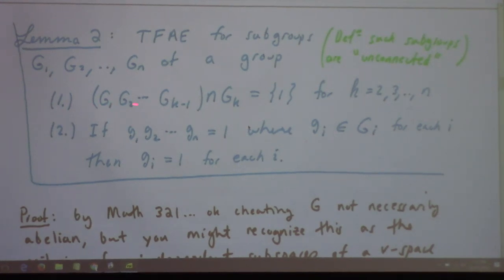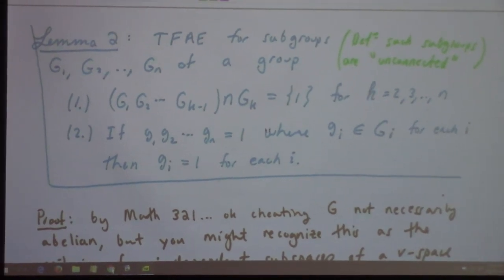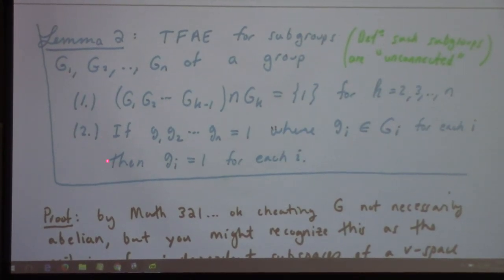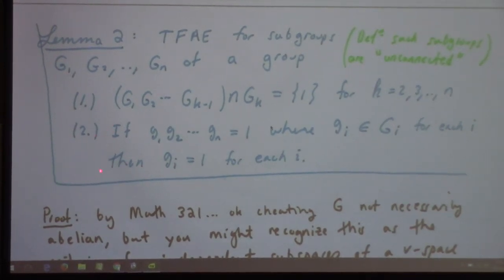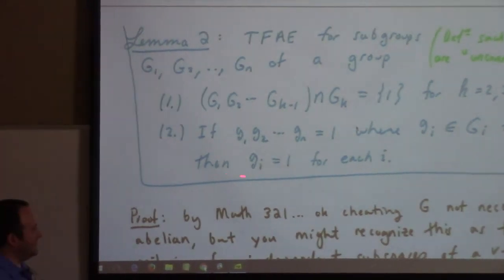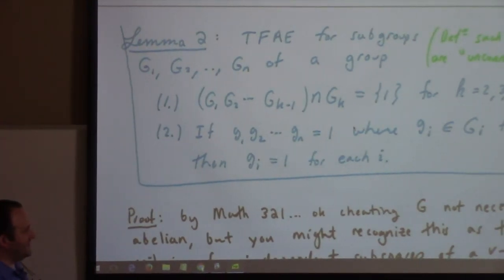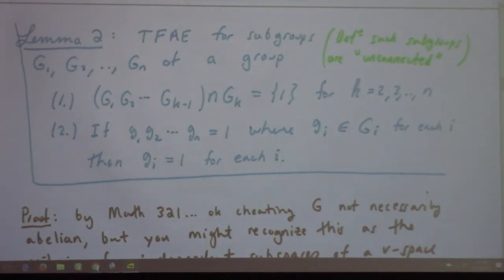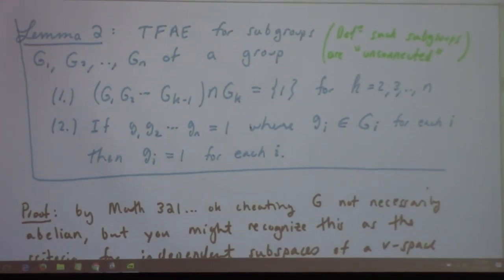The product of everything except for 1 intersected with the one that's not in the list is just 1. And 2, if you have a product of elements from each of the unconnected subgroups equal to 1, then it has to be that each one of those is 1. So this would be King's independence of 0 comment towards the characterization of independent subspaces in linear algebra. The fact that 0 has a unique representation is recast as 1 having a unique representation.